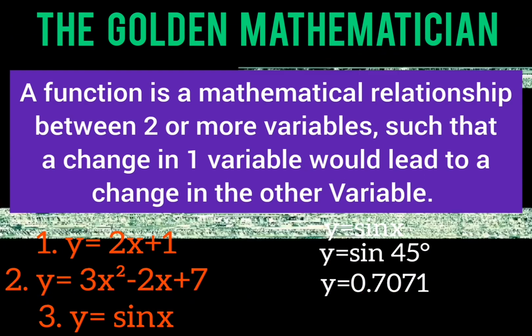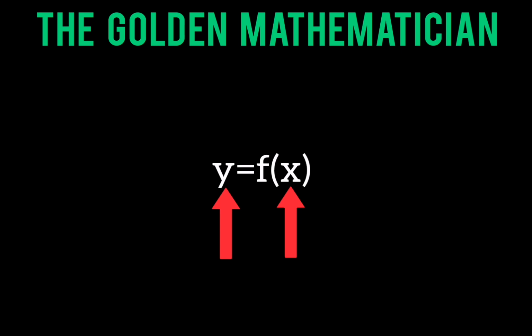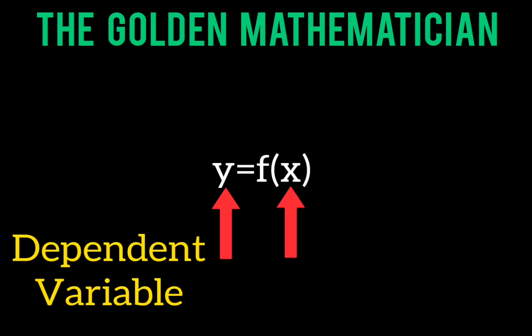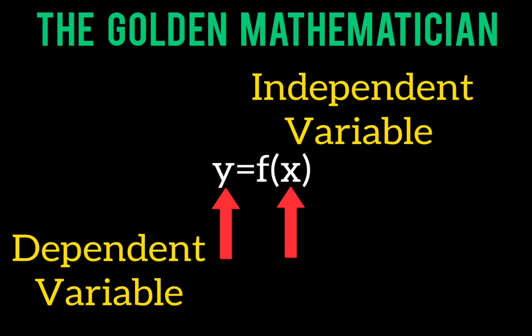Moving on, in the function y is equal to f of x, there are clearly two variables, right? And what are they? X and y. Yeah, thank you. Where y is the dependent variable and x is the independent variable. And why is y the dependent variable? Y is the dependent variable because it totally depends on the value of x. Your value of y solely depends on your value of x. Hence, y is the dependent variable and x is the independent variable.